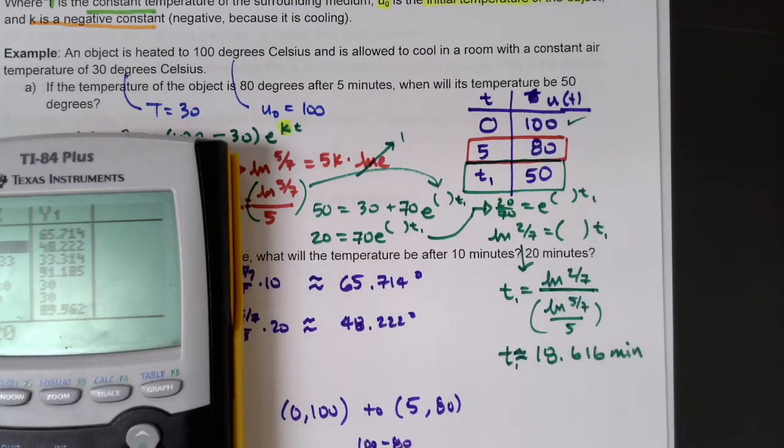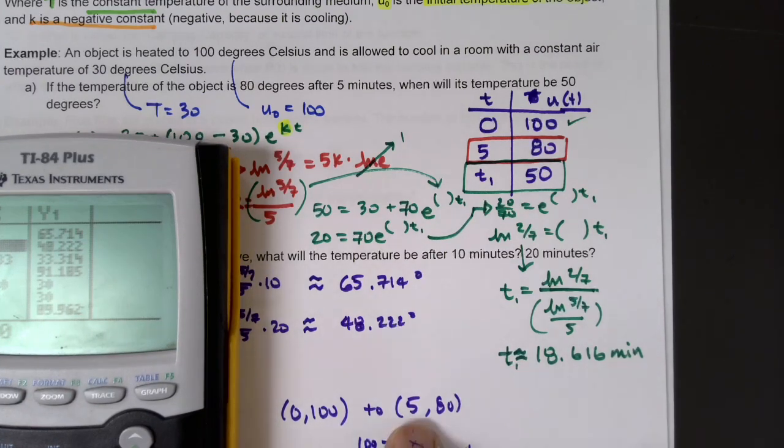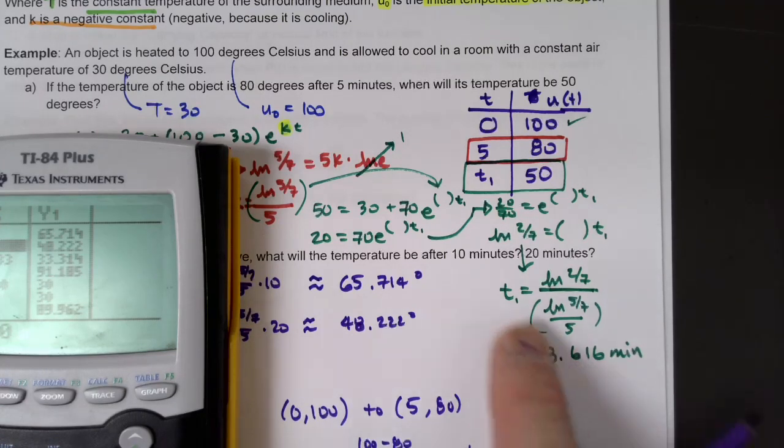This is going to give us a negative number here. 20 divided by negative 5 gives us a negative 4 slope. And then let's use from 5 minutes when we were 80 degrees to, which one do you want to choose? The 18, the 10, or the 20? Let's use the 10. At 10 minutes, we were at 65.714.